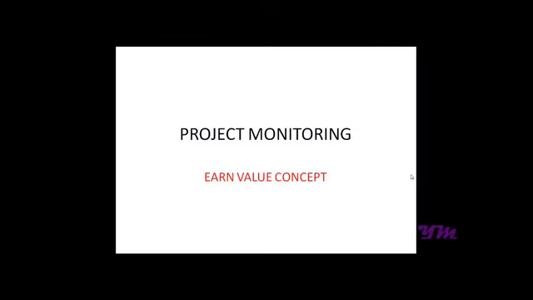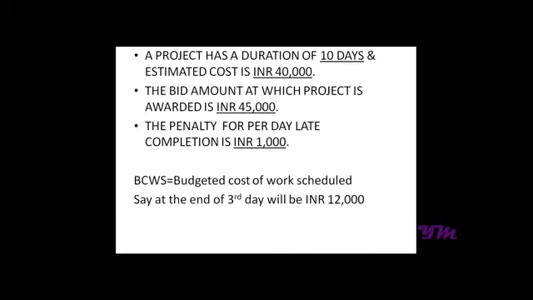Module 13, Project Monitoring using Earned Value Concept. Now say, if you have a project with a duration of 10 days and estimated cost of 40,000, and the bid at which project was awarded is 45,000, and penalty for per day late completion is rupees 1,000. So the profit margin over here is rupees 5,000. Now the BCWS, which is known as budgeted cost of work scheduled, say at the end of the third day will be rupees 12,000, as it is rupees 4,000 per day, which we can see over here.